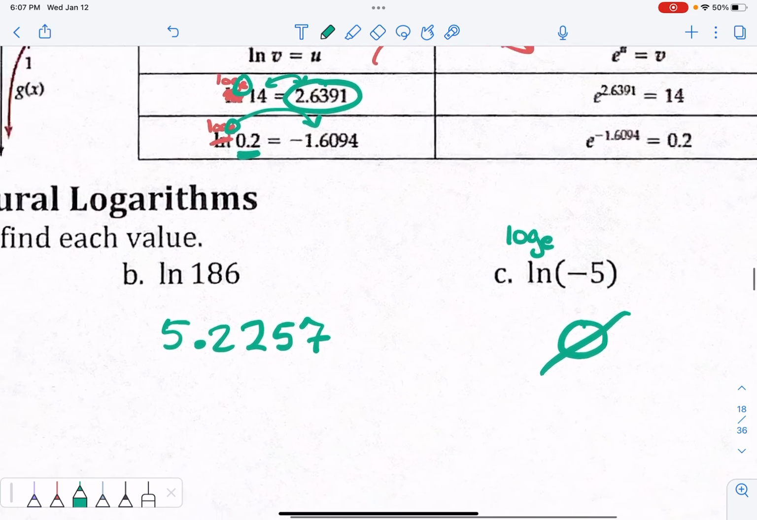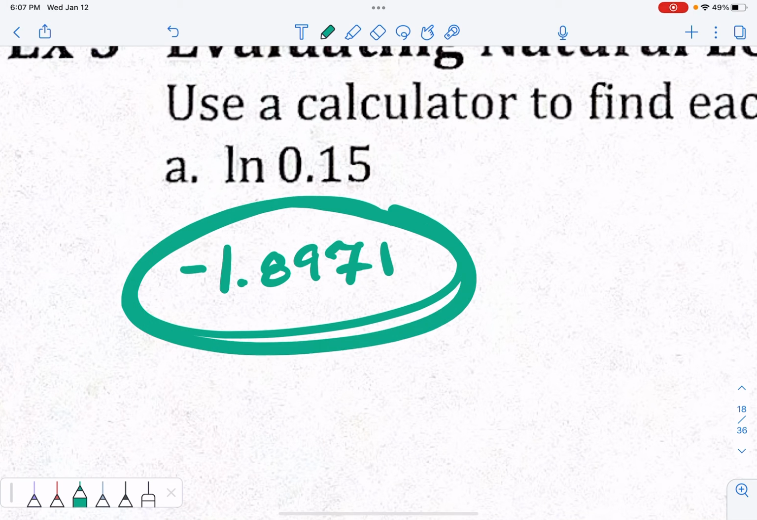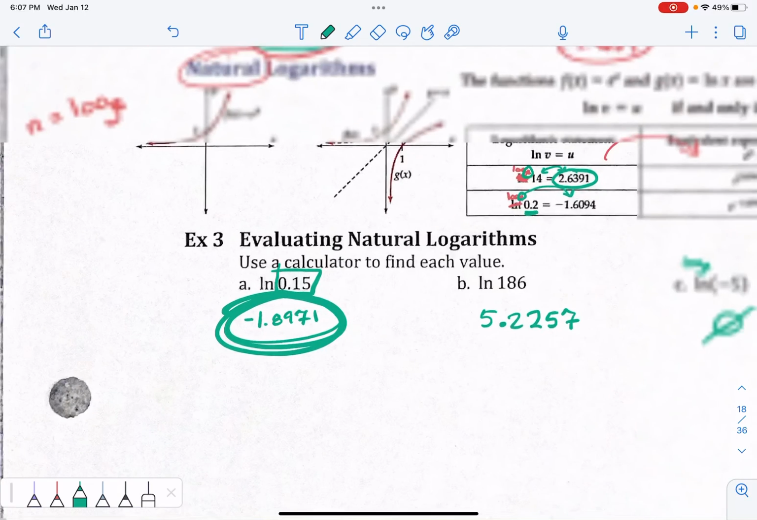Now, it's a little bit confusing because down here in part A, we did get a negative number as an answer, but you cannot evaluate the log of a negative number, okay? So you can get a negative as an answer, but you cannot type a negative into your calculator.